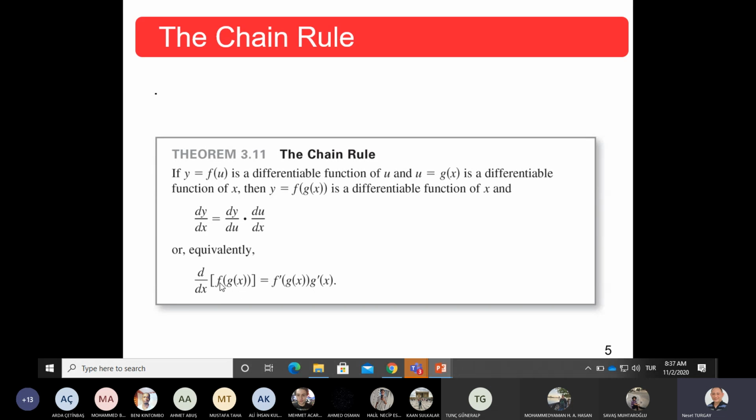So here, f is the outside function, g is the inside function. So you can read this like that also: derivative of the outside function, applied to the inside function, times the derivative of the inside function. Now, I will do examples and you will practice this theorem. It is very easy. Once you understand, you will do this process very easily.